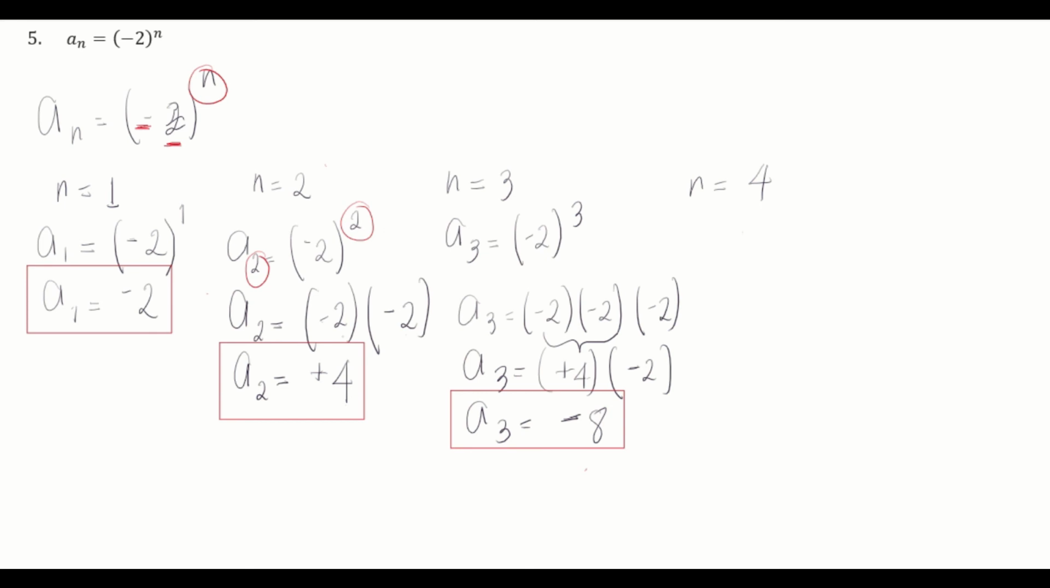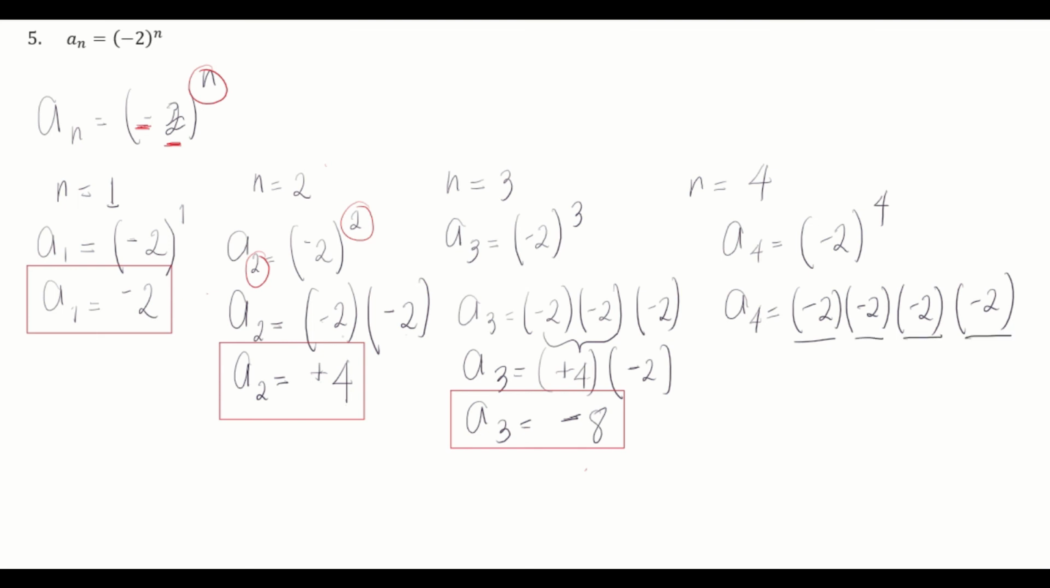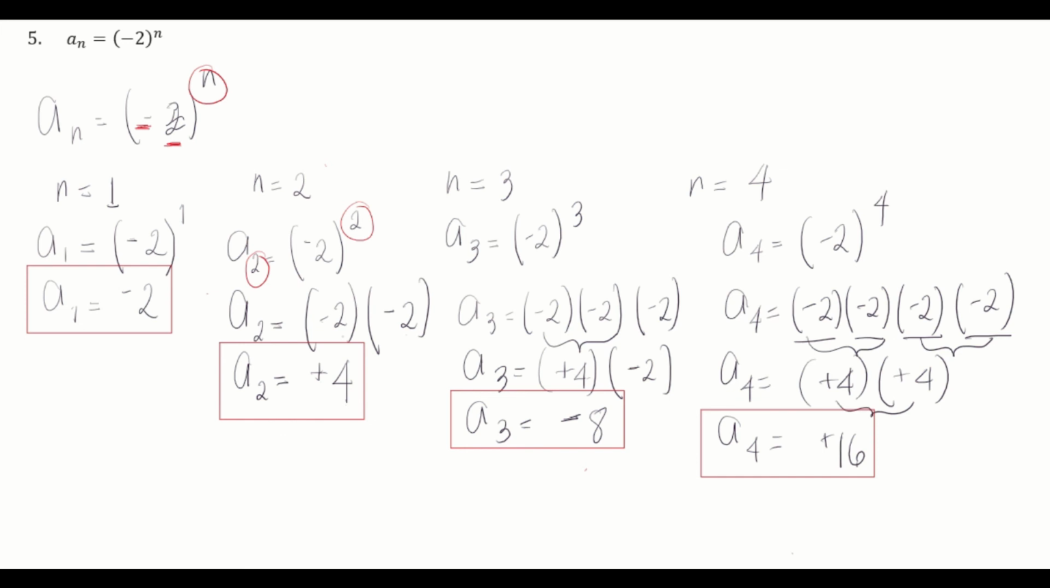For our fourth term, substituting 4 to our variable n, we have a sub 4 equals (-2) to the power of 4. A sub 4 is just -2 times -2 times -2 times -2. We multiply -2 by itself 4 times. So we have a sub 4 equals positive 4 times positive 4. And you have here positive 16 or just 16. Applying the rules of multiplying integers, positive times positive is positive, and 4 times 4 is 16. So our fourth term in the sequence is positive 16.